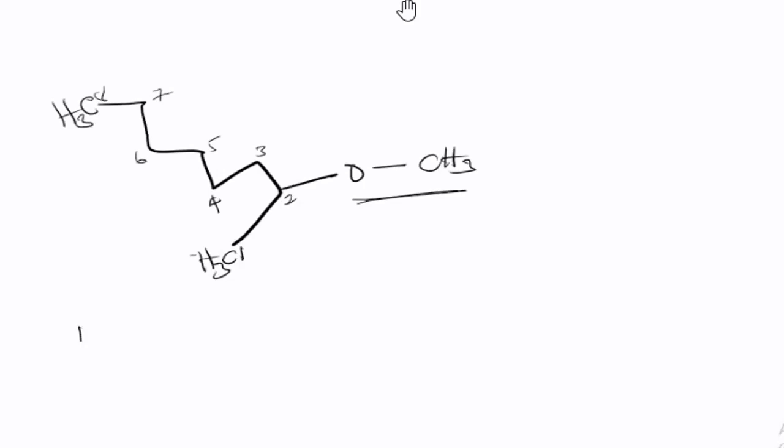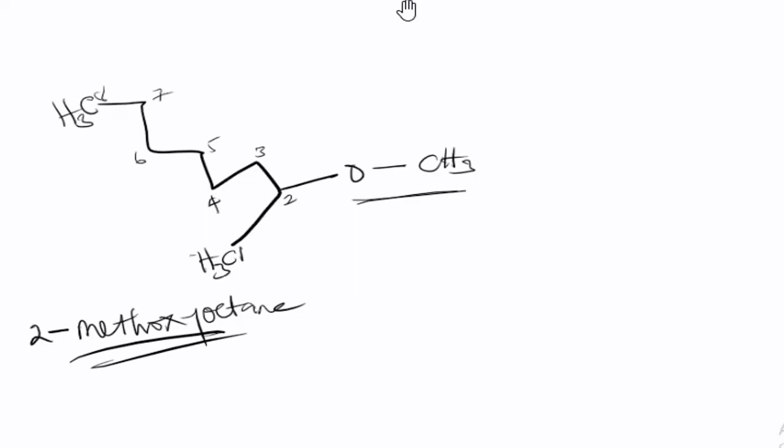So let's say methoxy, but then it is at carbon 2, so I'll call it 2-methoxy. So now what's the alkane is this. This is 1 2 3 4 5 6 7 8, which is an octane, so I'll call this 2-methoxy octane. So that's the correct name for this compound. So I'll go ahead and wipe this. Let's look at other examples.